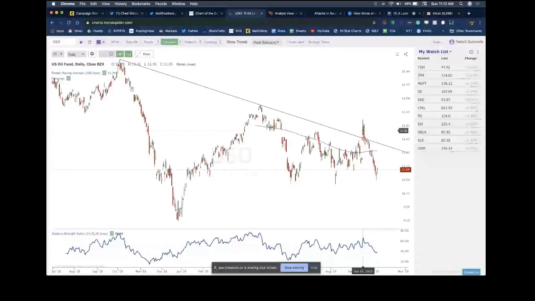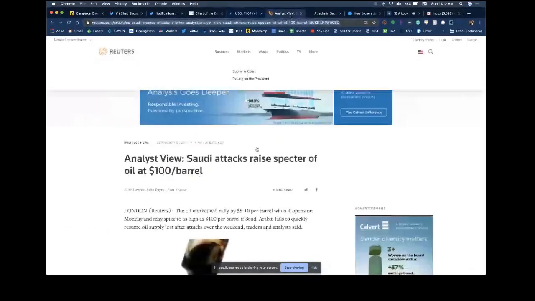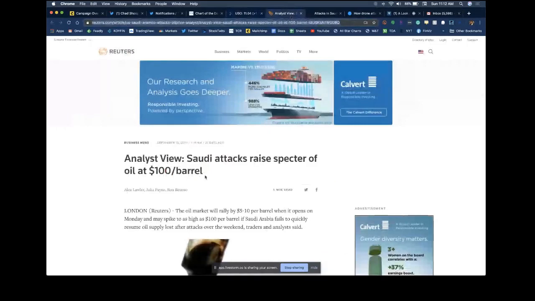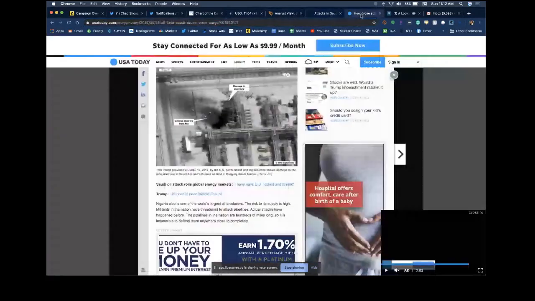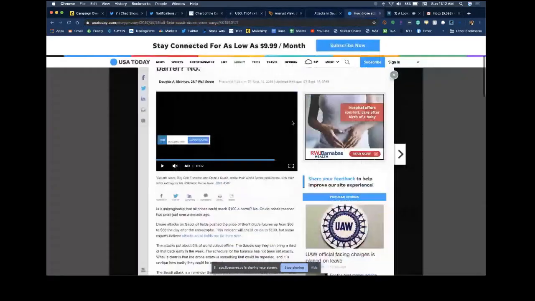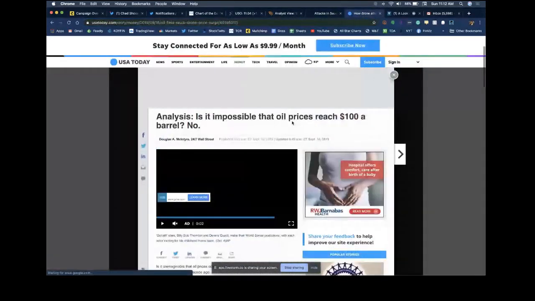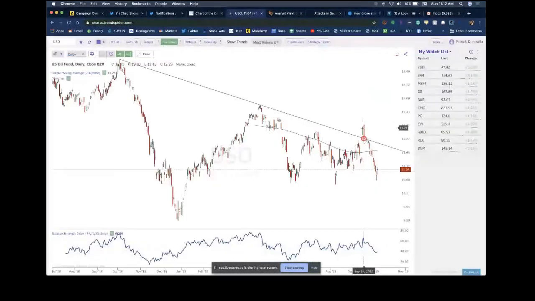And on that day, sentiment just got crazy bullish all of a sudden. You had that breakout, but also I have a few articles here. This is Reuters, analyst view: Saudi attacks raise specter of oil at $100 a barrel. Another one from Forbes. They're talking about $100 a barrel oil all of a sudden, on this one move. I mean, you can tell sentiment just got crazy bullish.